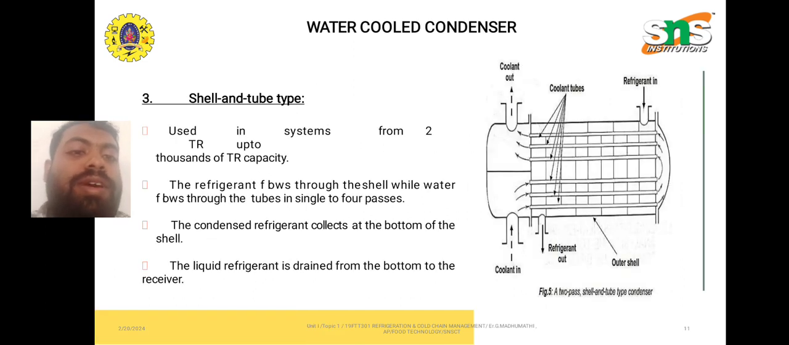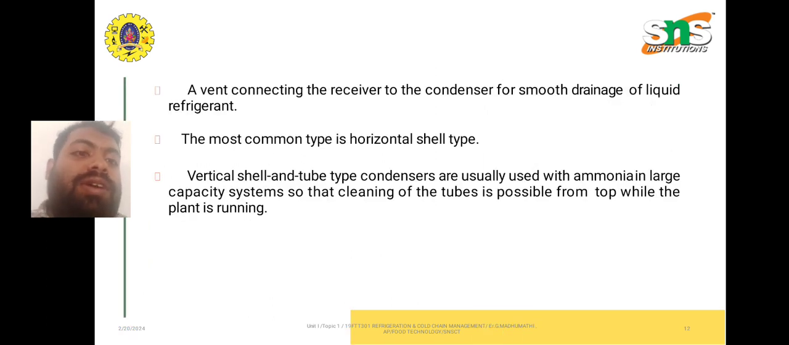Shell and tube type. It is used for systems from 2 tons up to thousands of tons of capacity. The refrigerant flows through the shell while the water flows through the tubes in single to 4 passes. The condensed refrigerant collects at the bottom of the shell, and the liquid refrigerant is drained from the bottom to the receiver. A vent connects the receiver to the condenser for smooth drainage of liquid refrigerant. The most common type is the horizontal shell type. Vertical shell and tube condensers are used with ammonia in large capacity systems so that cleaning of tubes is possible from the top while the plant is running.